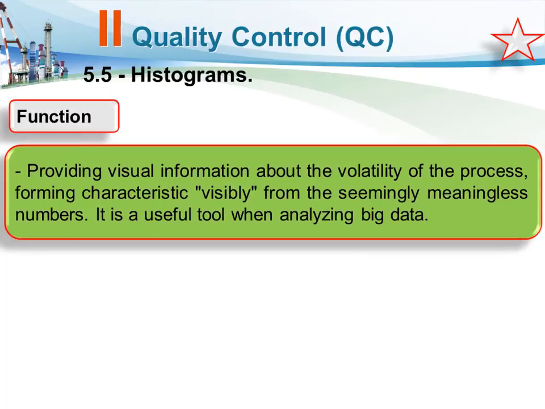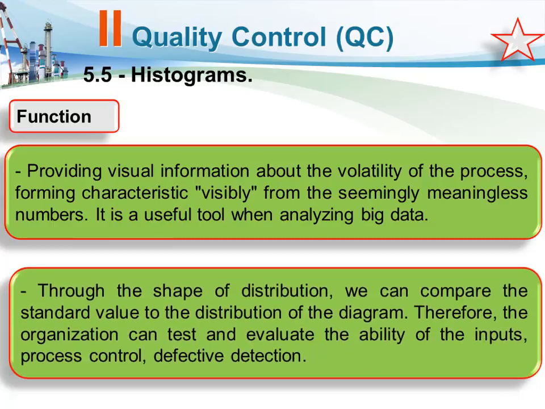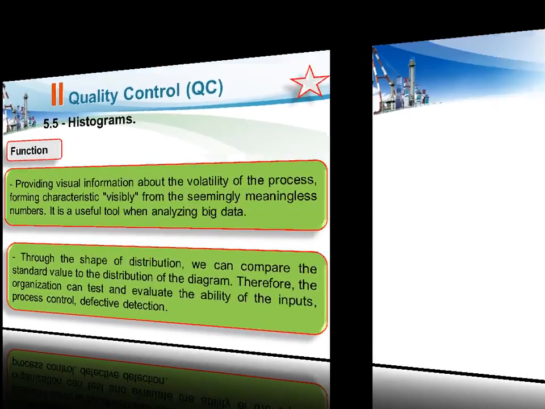Also, histogram provides visual information about the variability of the process, forming characteristics visible from a large sample number. It's a useful tool when analyzing big data. Through the distribution, we can compare the standard value to the distribution of the diagram. Therefore, the organization can state and evaluate the ability of the inputs, process control, and defect detection.